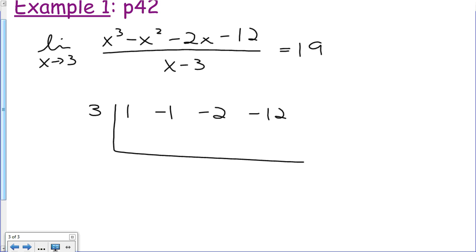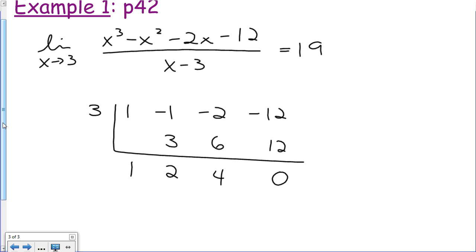All right, and then through addition and multiplication here we can evaluate this. I'm going to add the 1 plus the nothing below it here to get 1. And then I multiply by the 3 out front. So the 3 times the 1 I just wrote down gives me 3. And then I repeat this process. Add, multiply, add, multiply. So negative 1 plus the 3 gives me 2. 3 times 2 is 6. Negative 2 plus 6 is a positive 4. And 3 times 4 is 12. Negative 12 plus 12 gives us 0.